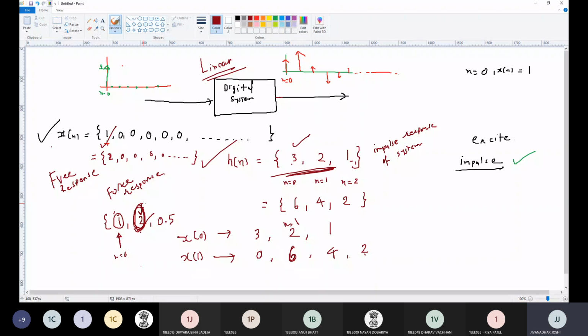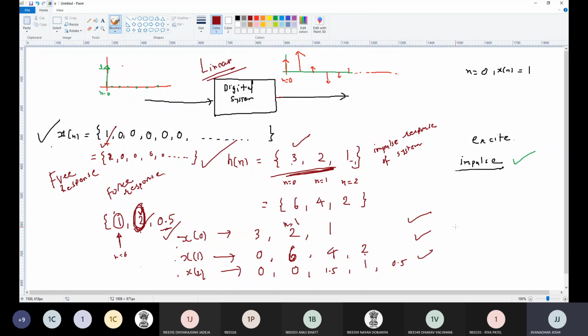Similarly, if I want to find the contribution because of x of 2, how much will it be? 0 over here, because at this moment n equal to 0, 0.5 was not available. Similarly, at n equal to 1 also it was not available. But at n equal to 2, it is available. So what about the contribution? 1.5, 1.5. Then 1 and then 0.5. So these are the individual contributions because of x of 0, x of 1 and x of 2.